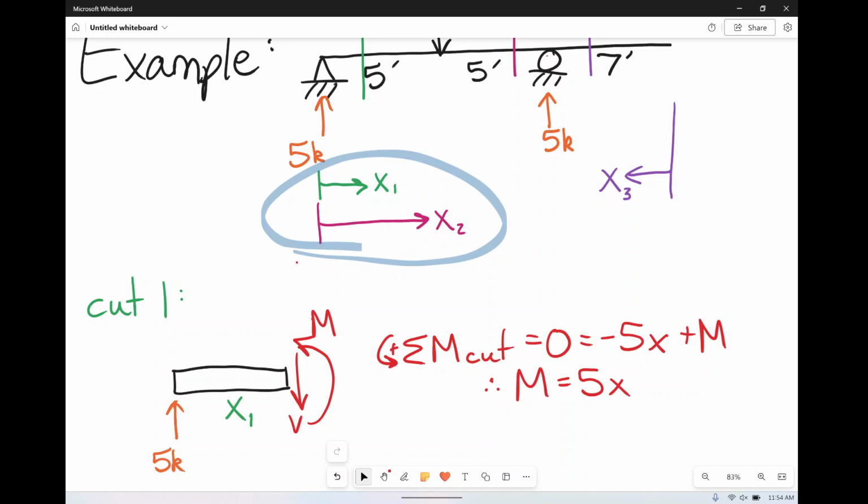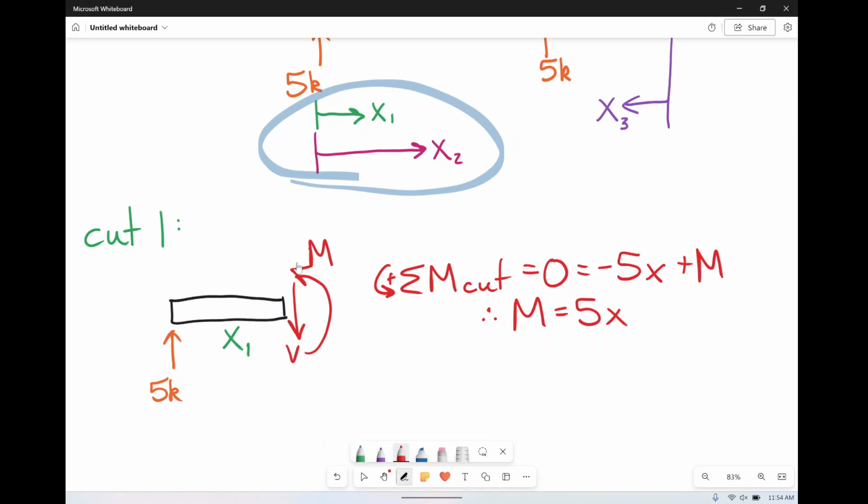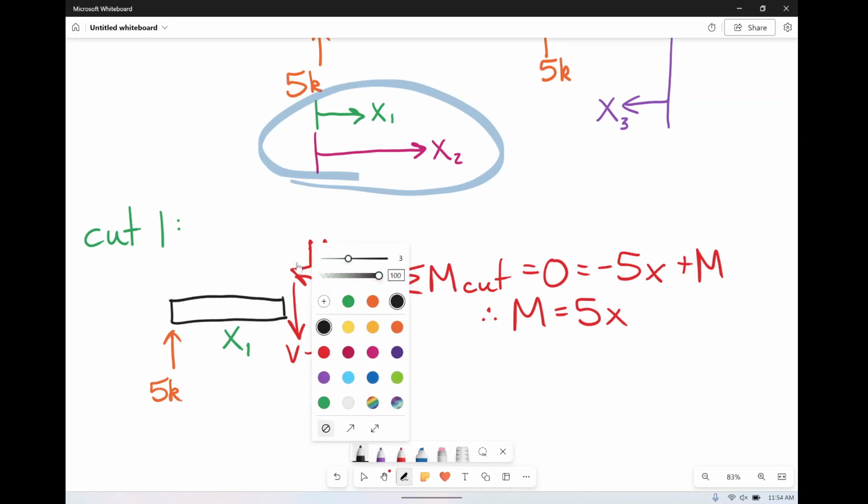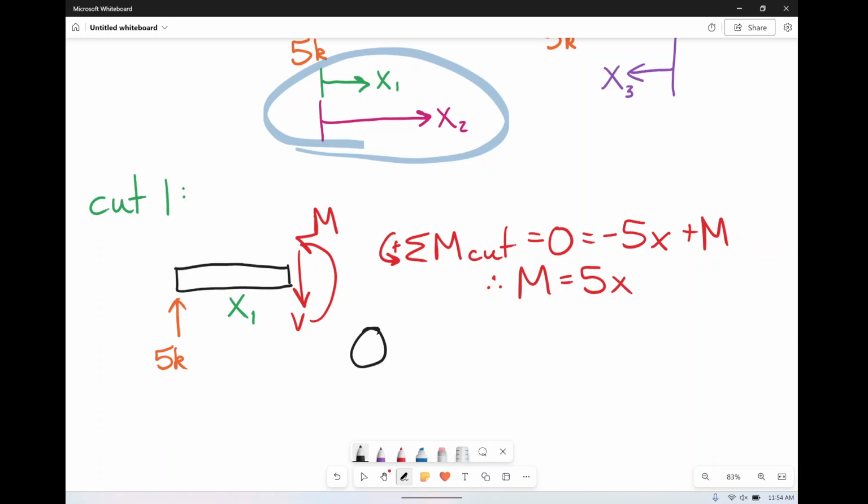Now that we have our moment equation, what we need to do now is solve for our slope and deflection. And remember that slope times the flexural rigidity is equal to the integral of the moment equation in terms of x times dx.